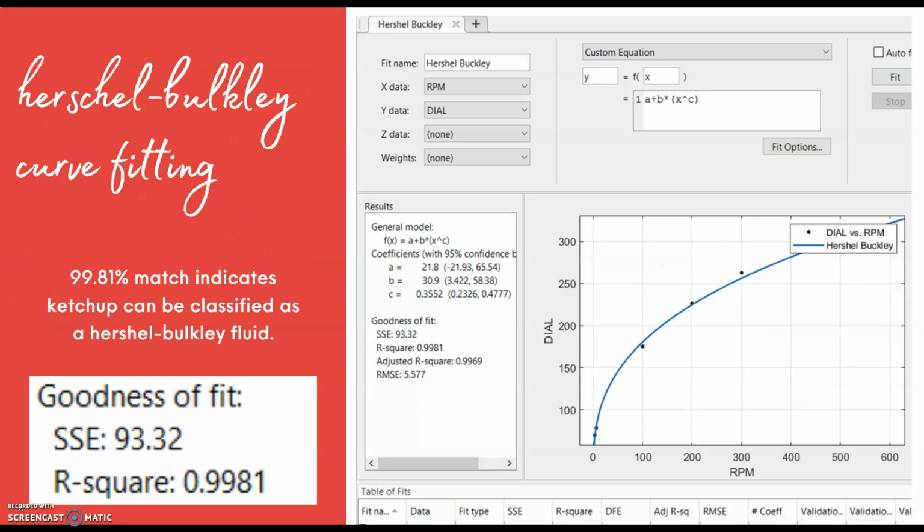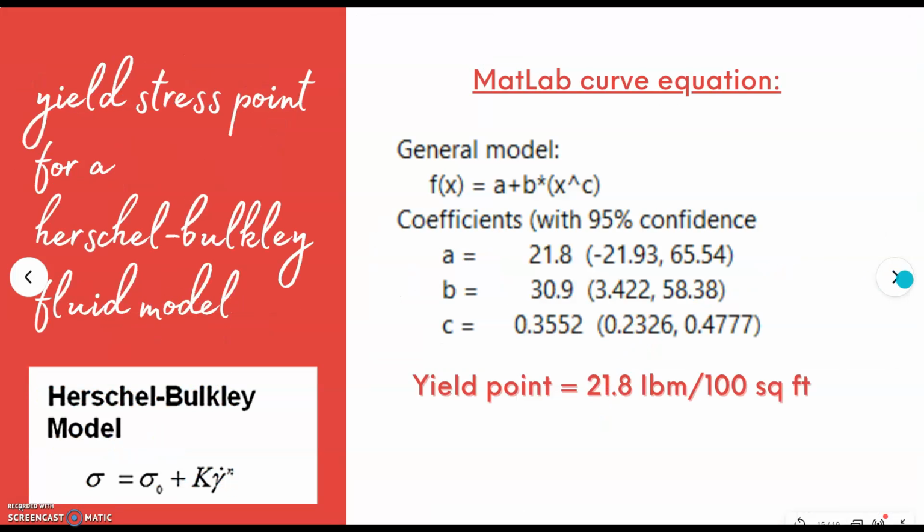Coming back to the first part of our question, why does ketchup often not flow out of a bottle? This is due to this minimum yield stress required. Since ketchup is a soft solid, we know that it acts as a solid in its container until this yield point is reached. In our case, the yield point is equal to about 22 pound mass per 100 square feet.